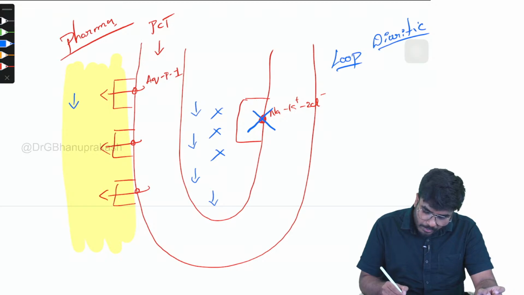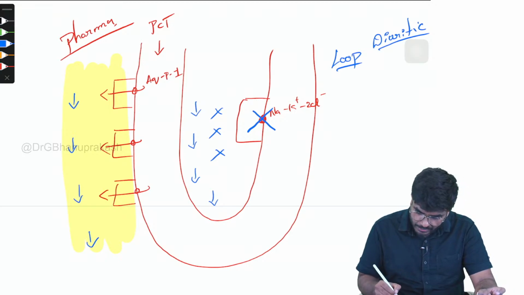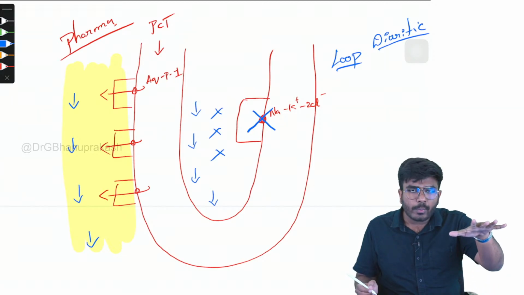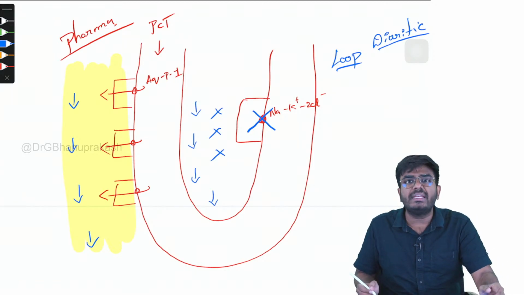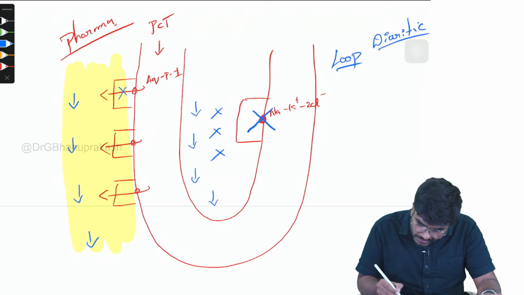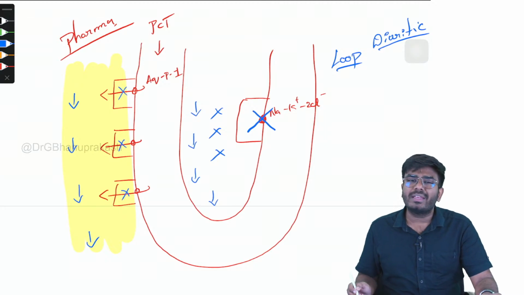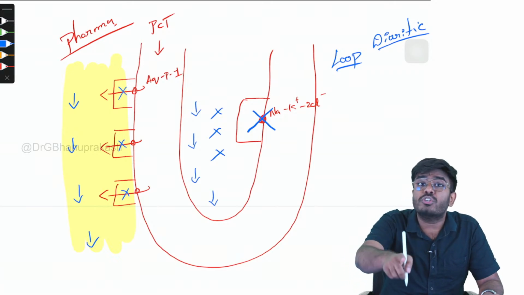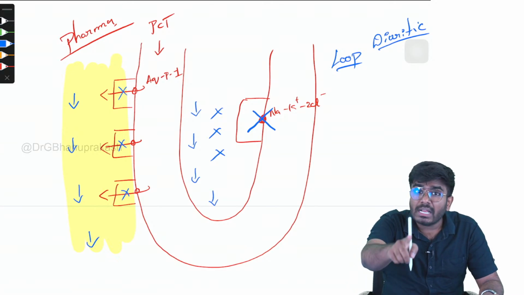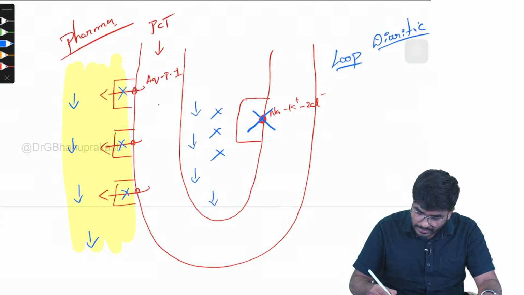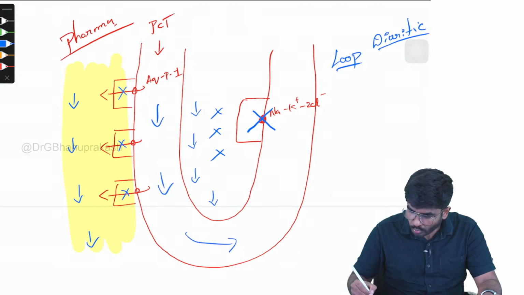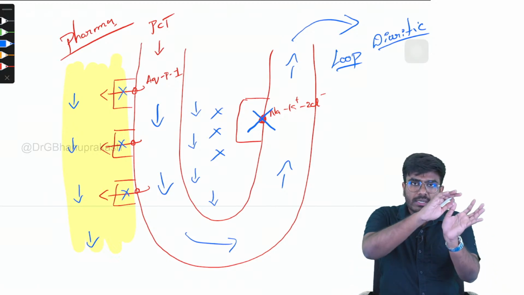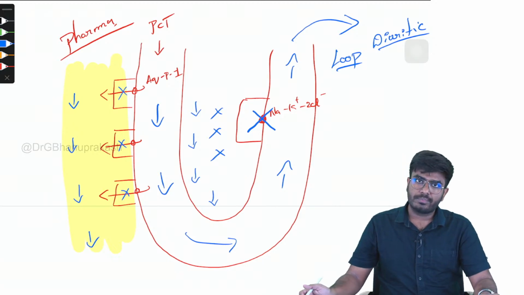Now, if medullary hyperosmolarity is decreased, what will happen? There is no hyperosmolarity in the medulla, or it keeps getting decreased. So, will water reabsorption happen or not? Water reabsorption is not happening, sir. So all the water which was supposed to be reabsorbed is now going out in the urine. Water is going out.